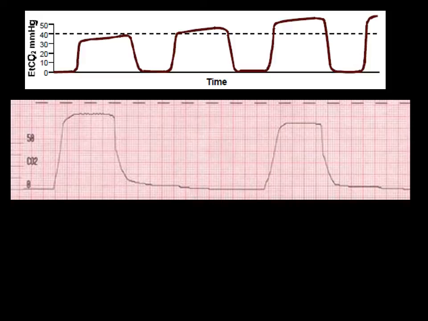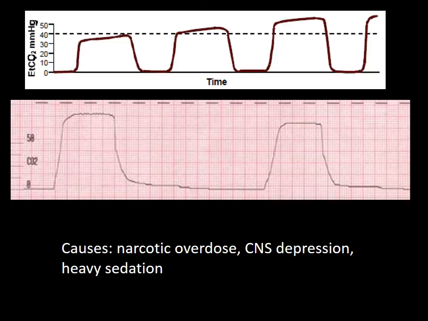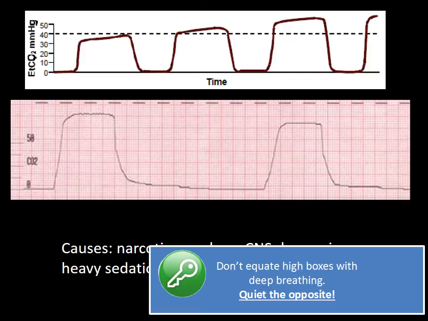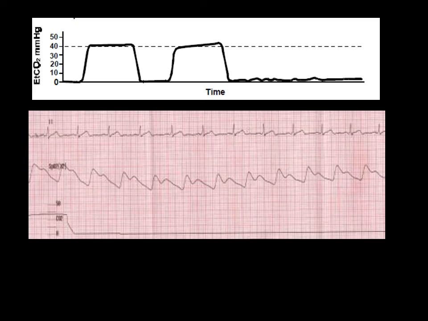But this one is pretty cut and dry. If you have big boxes, you have hypoventilation. That's what it is. So narcotic overdose, CNS depression, sedation. You gave a little too much Versed, or your medic gave a little too much Versed, whatever, and the patient's now kind of not remembering to breathe as effectively. So don't equate high boxes with deep breathing. It is the opposite.